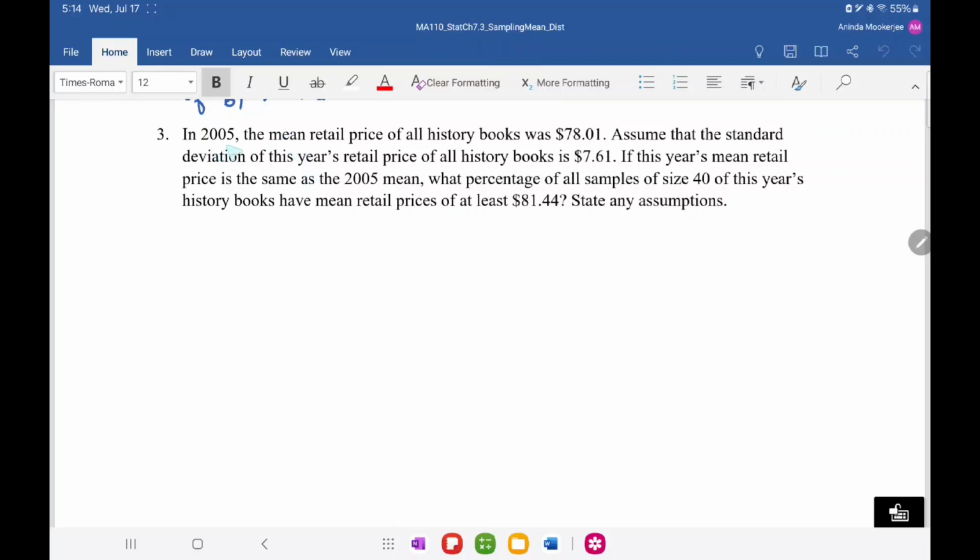Now the question says: in 2005, the mean retail price of all history books was $78.01. Assume that the standard deviation of this year's retail price of all history books is $7.61. If this year's mean retail price is the same as the 2005 mean, what percentage of all samples of size 40 of this year's history books have mean retail prices of at least $81.44? State any assumptions.